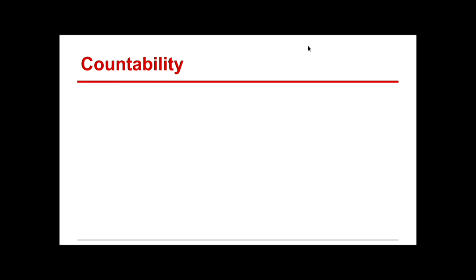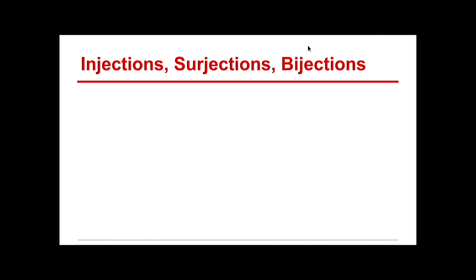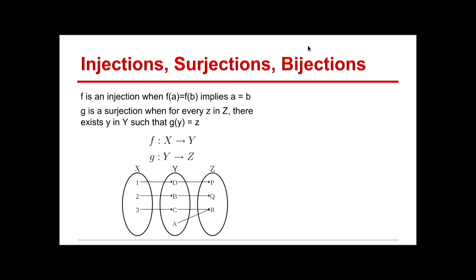Hi everyone. I'll be going over countability, bijections, and computability. So first, injections, surjections, and bijections. If you look at the diagram here, f is a function from X to Y. F is an injection because for every element in Y, there's at most one element in X that maps to it. G is a function from Y to Z. G is a surjection because every element in Z has at least one element in Y mapping to it.